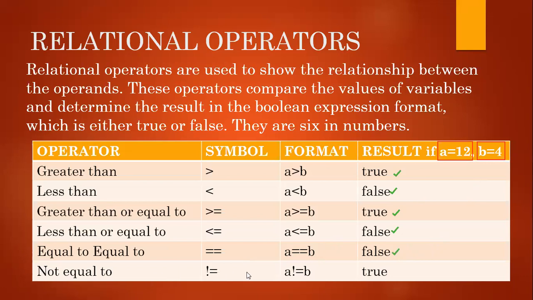And the last expression is A is not equal to B. What's the value of A? 12. B, 4. So 12 is not equal to 4. We know that very well. So that's why this expression will come out to be true.